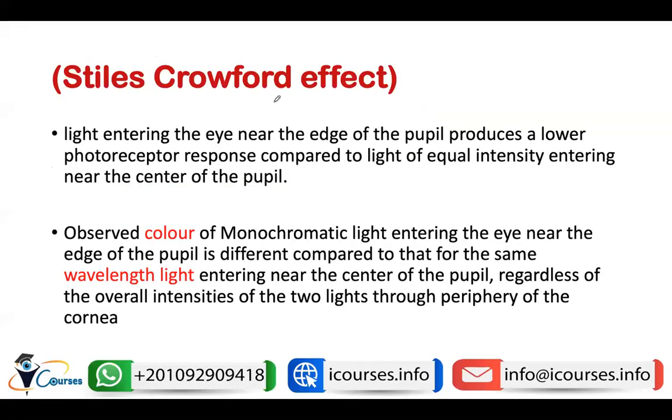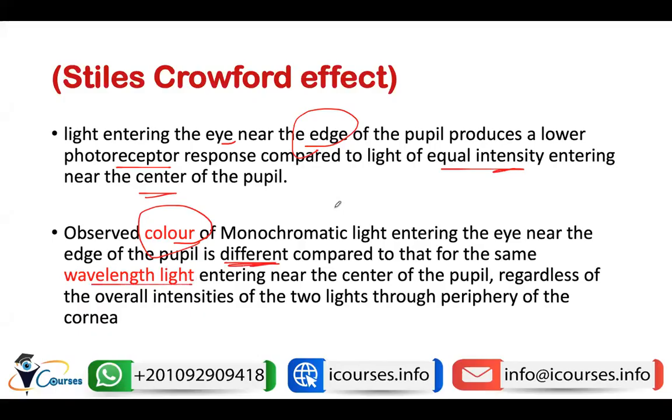Here is the Stiles-Crawford effect: light entering the eye near the edge of the pupil will produce less response than light of equal intensity entering near the center. So this is a matter of differential sensitivity of the cones to the light, whether it enters in the center, paracentral, or oblique from the periphery. And this will result in the observed color of the monochromatic light being different to that of the same wavelength.